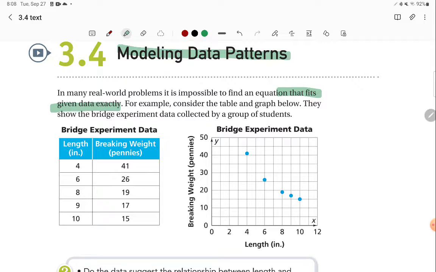We've done this. This is one of the first things that we did in this particular unit. So you have your length of the bridges here, and then how many pennies it took to break those bridges or cause them to collapse. And on the right hand side, you notice we have the data. So right here's the breaking weight, or how many pennies, and then your independent axis, your x-axis, your horizontal axis, that is your length in inches. So you have your table, and then your graph. It's the same data presented two different ways.